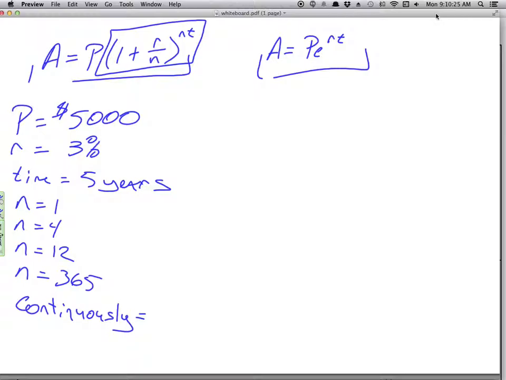So what do you think is going to happen when I increase the number of times I'm compounding? Let's find out.